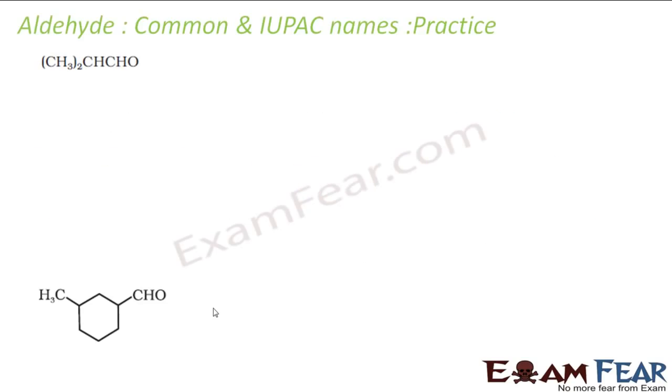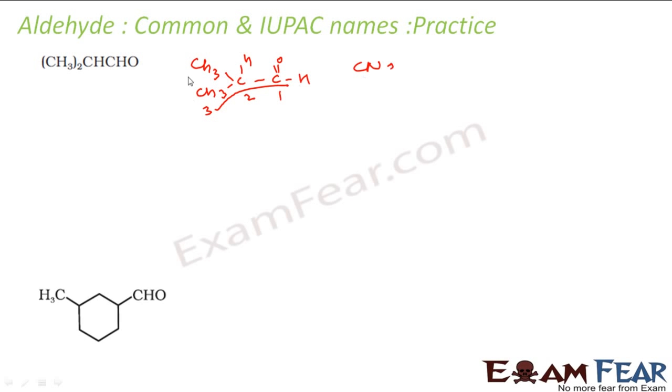Practice for this IUPAC name. So the first one is CH3 CH CHO. So let me first write that. This is my compound, and this is my longest chain. Numbering will start from here: 1, 2 and 3. Correct. So now I have to write the common name and the IUPAC name also.